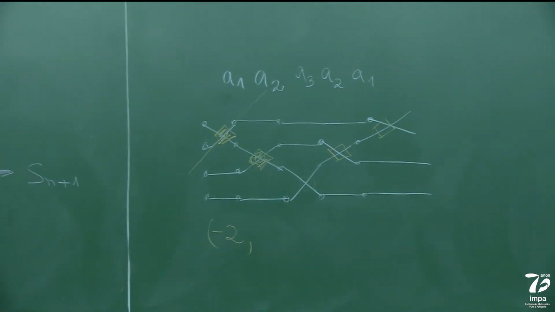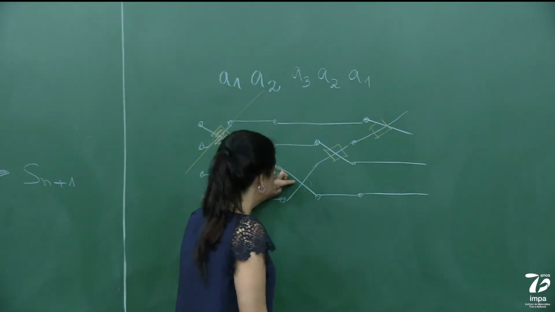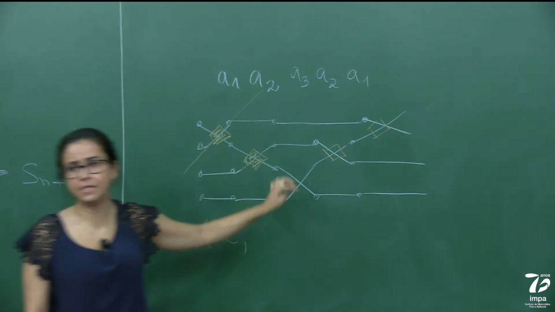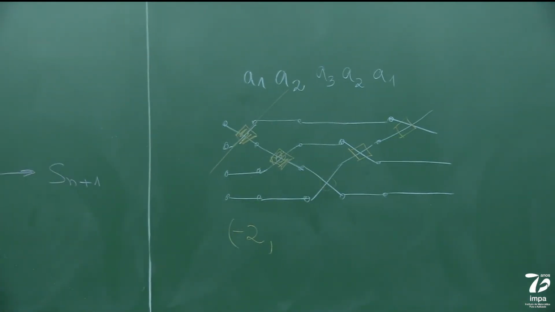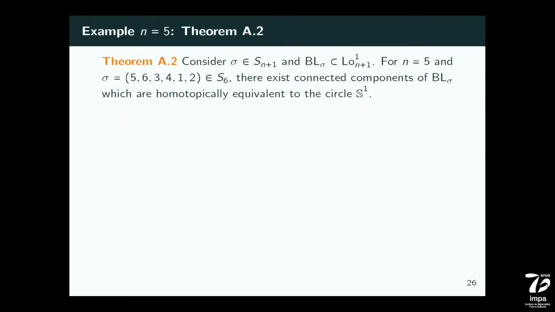What happens is that if I decide to put in this one, where we didn't know if it was a black or white disk, we look at the sign where we wrote this product, and there is a minus. In this case, we put -2, -2, -1, +2, +2. This is an example of one matrix in this stratum. Okay. So this is the idea of the theorem.